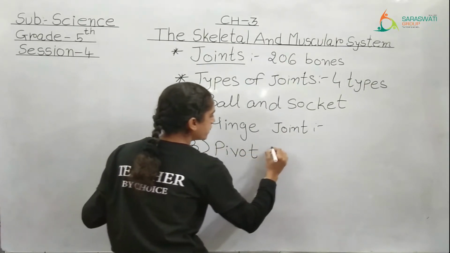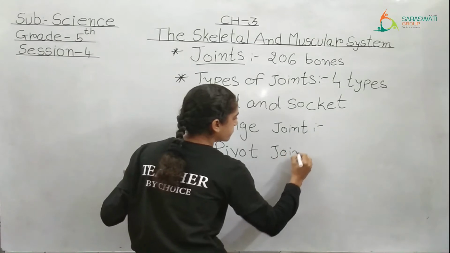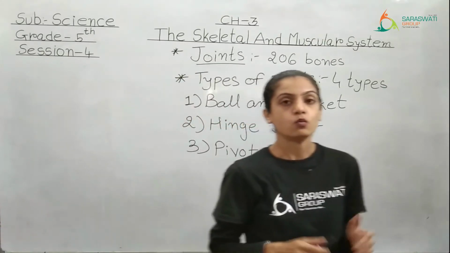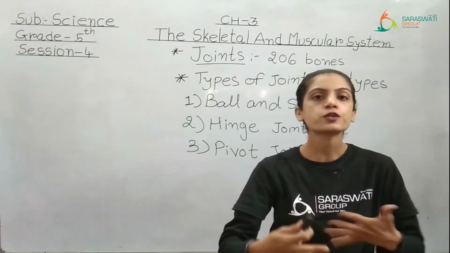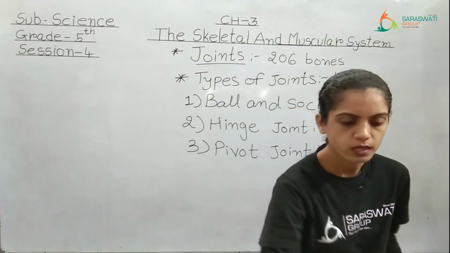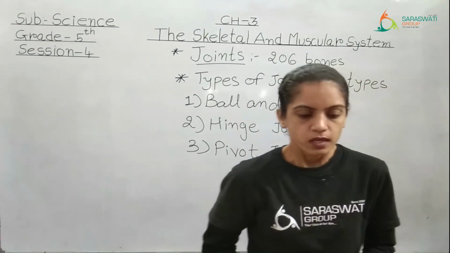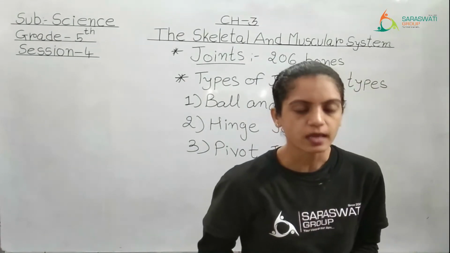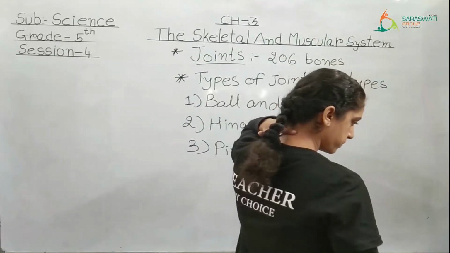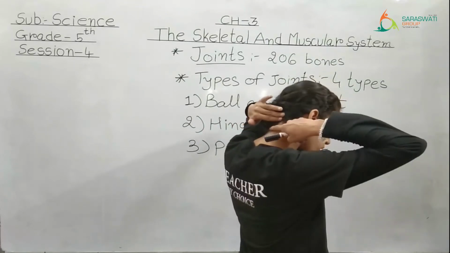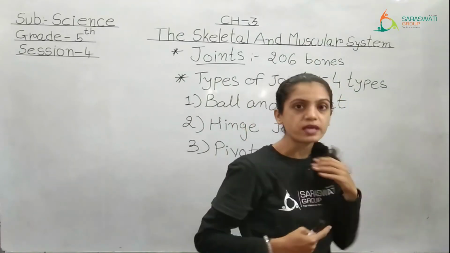How will you pronounce it? Pivot joints. Right? Now, what is that? It may be a new thing to you. See in your textbook. In our body, the pivot joint is present between the skull and the backbone. Here. This is our skull. From here the backbone will start, right? So here this pivot joint is present.